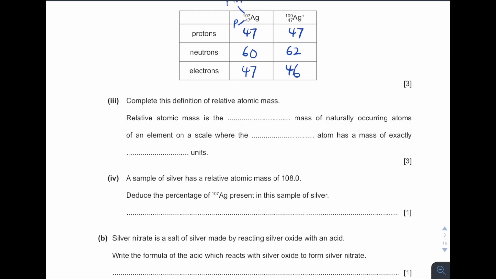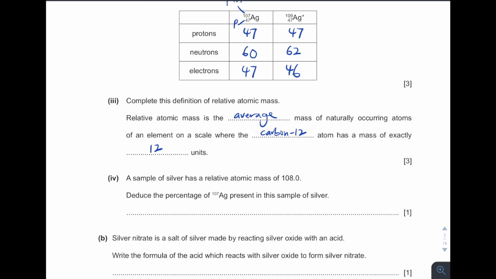Next one, relative atomic mass. It is the average or mean mass of naturally occurring atoms of an element on a scale where a carbon 12 atom has a mass of exactly 12 units. Remember, atomic mass is obtained by comparison with carbon 12. It has to be carbon 12.